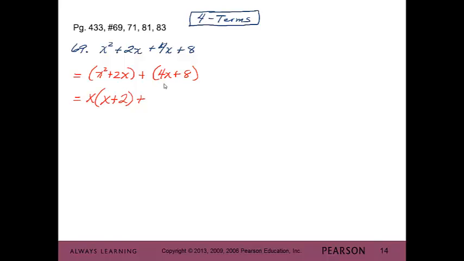Now we go over to the second group. What do they have in common? The 4x and the 8. Well, they have a 4 in common, so I write my 4. And then I open my parentheses. 4x divided by 4, well, that gives me x. And then 8 divided by 4 gives me 2, so that's plus 2. At this point, we know we're following the right steps for grouping because our parentheses look exactly the same.